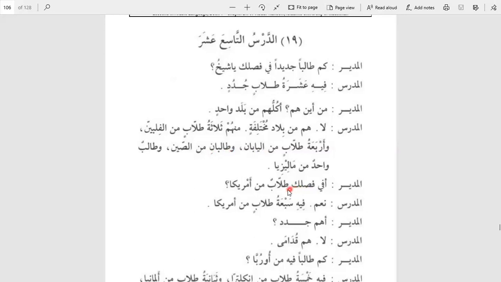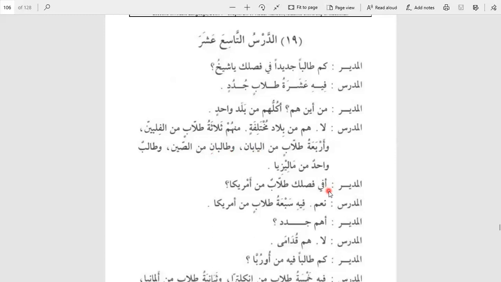A fi faslika tulabun min Amrika? A fi, this is alif, this is hamza istifham, or hamza of questioning. This is a question. We start with alif. You remember we studied this alif or hal. It means we are questioning. So a fi faslika.